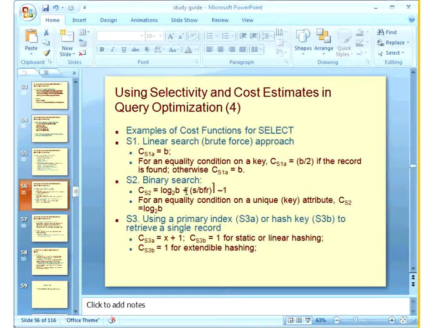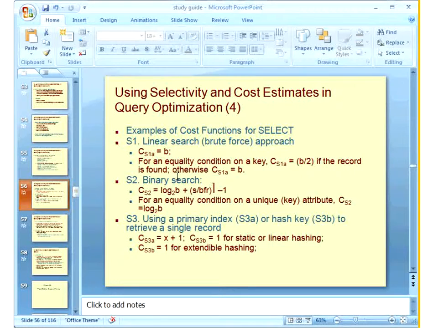Why do we add the S here, divide by the blocking factor minus 1? When we use this function, it's because these are the formulas given by someone who proposed this cost function. We have not designed these cost functions, we are just studying them. Somebody proposed them and they are given in our book, and here we are studying them, so we can use them to calculate cost.